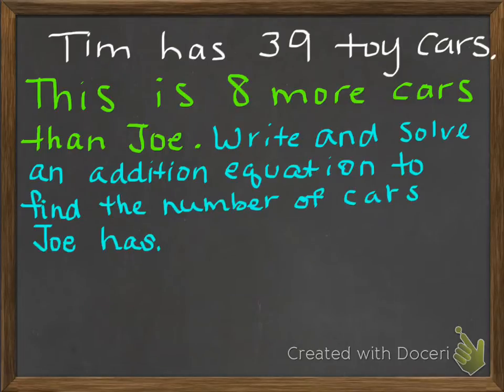You see that Tim has 39 toy cars. This is 8 more cars than Joe. Write and solve an addition equation to find the number of cars Joe has. So let's go ahead and annotate the problem. Tim has 39 toy cars.